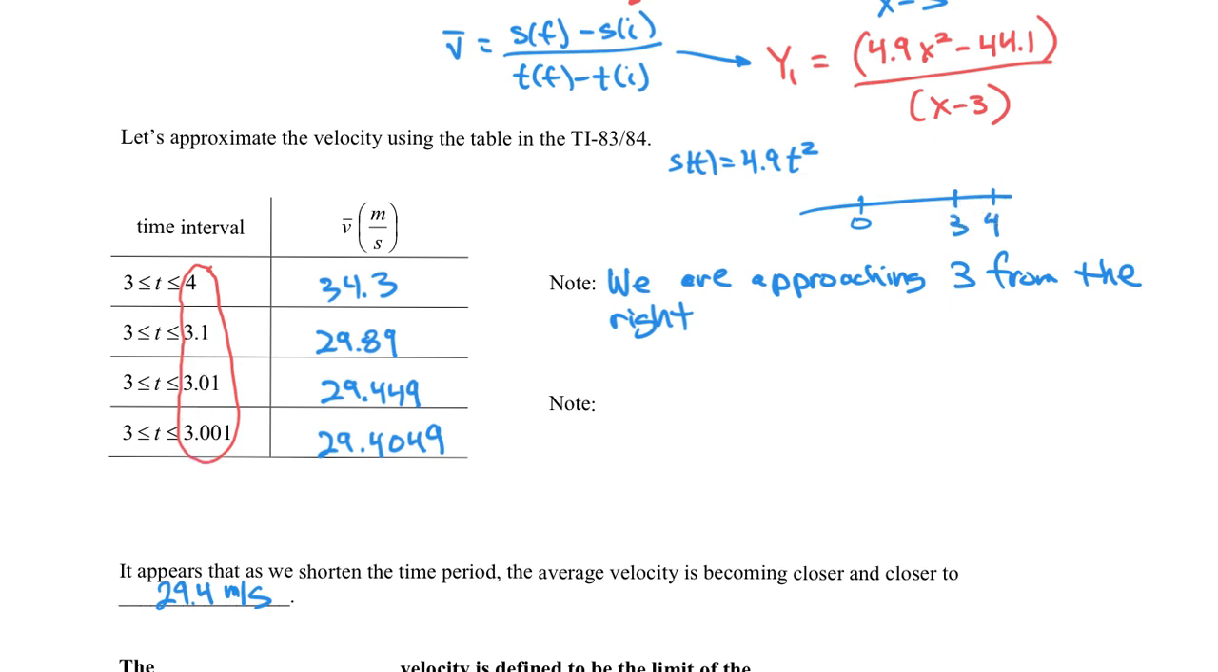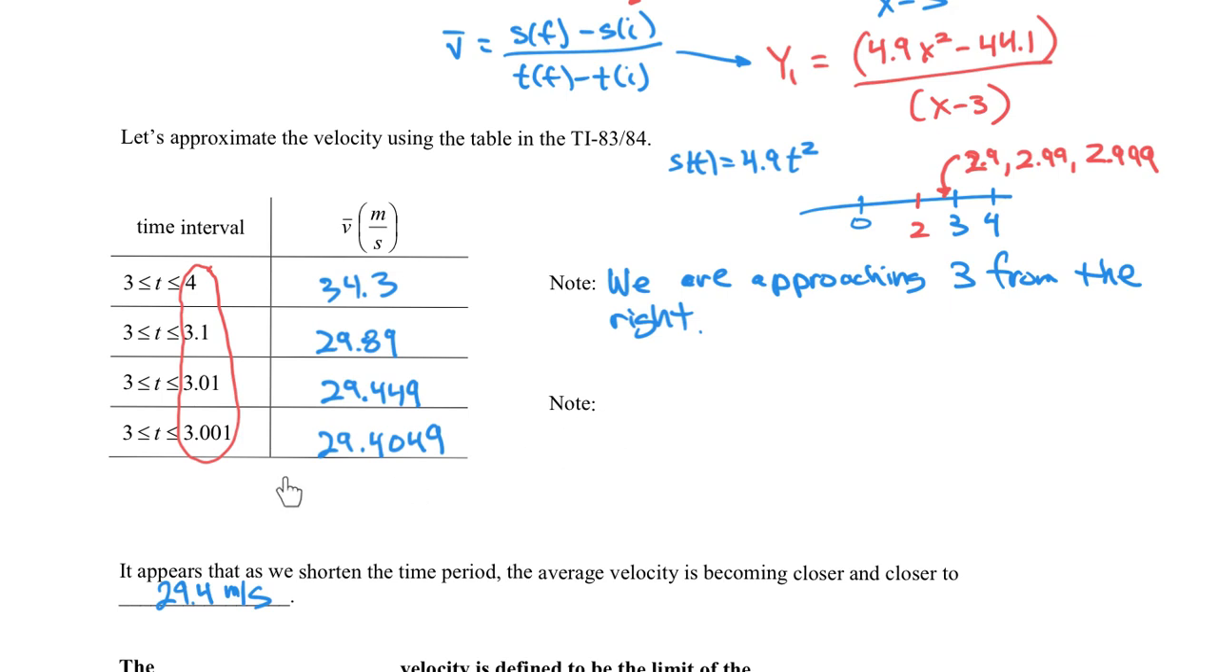We could have just as easily approached 3 from the left. So we could have instead, although we didn't, started here at like 2 and tried things like 2.9, 2.99, 2.999, and get closer and closer to 3. That would be approaching from the left. We didn't. We could have. We would have gotten the same thing.